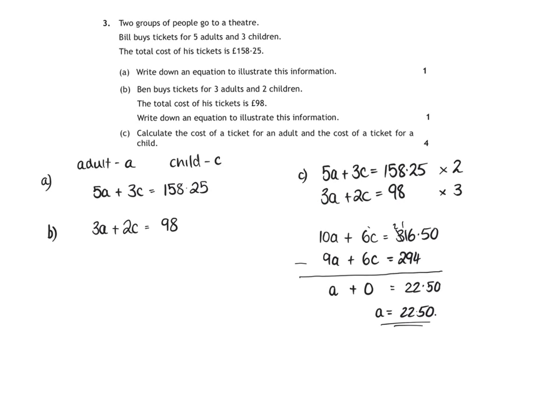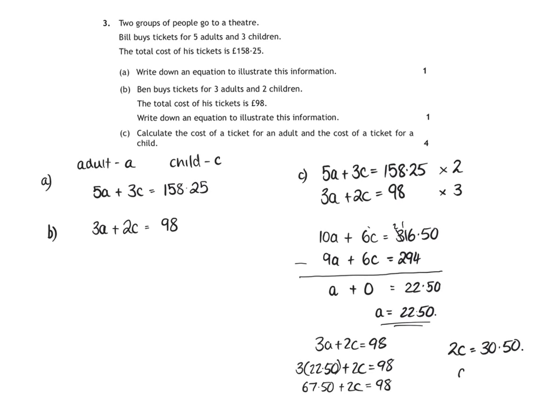If we use equation C, we have 3A plus 2C equals 98. So if we replace the A with the £22.50, then 3 times that £22.50 is going to give us £67.50, which is equal to 98. So then we're going to get that 2C is equal to £30.50.